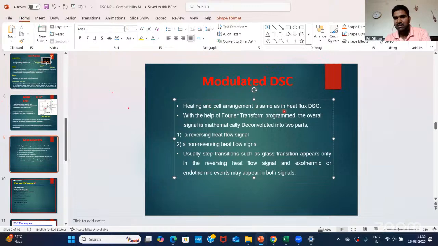Heating and cell arrangement is the same as in the heat flux DSC. With the help of a Fourier transform program, the overall signal is mathematically deconvoluted into two parts: a reversing heat flow signal and a non-reversing heat flow signal. Usually, step transitions such as glass transition appear only in the reversing heat flow signal, and exothermic or endothermic events may appear in both signals.